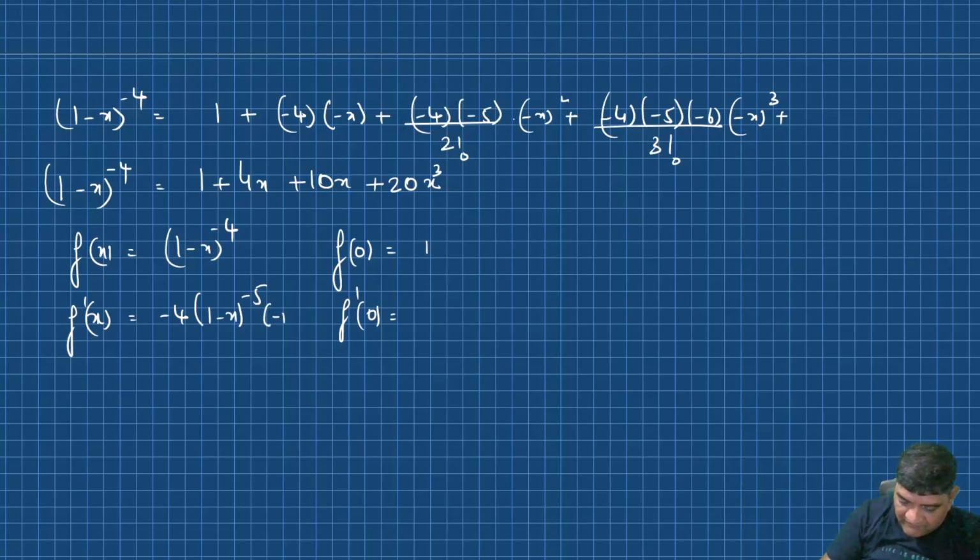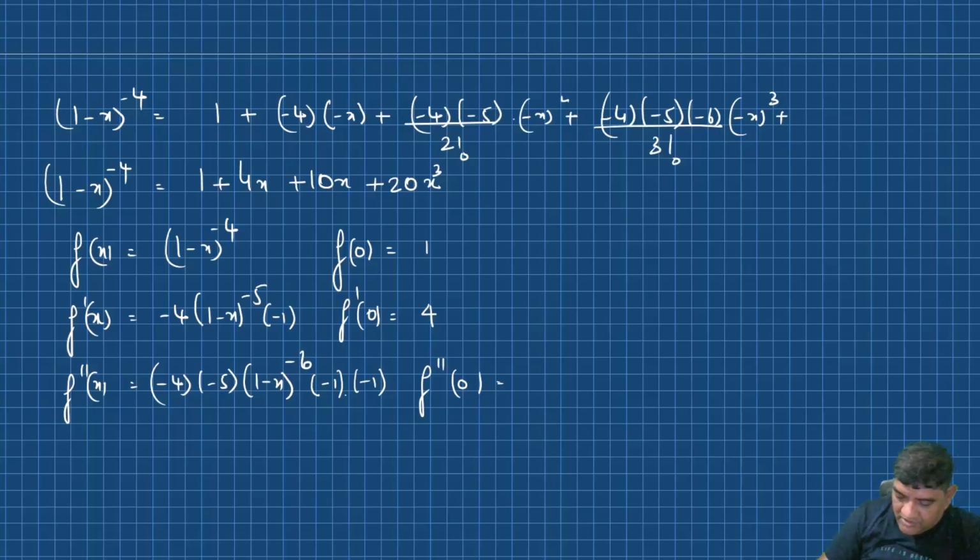F dash of 0, you can see, this is going to have a negative 1, it is going to be 4, and then f double dash of x is simply going to be minus 4 into minus 5 into (1 minus x) to the power of minus 6, into again a negative 1 and then a negative 1 because of the function being negative. So f double dash of 0 is simply going to be 4 times 5, which is 20.